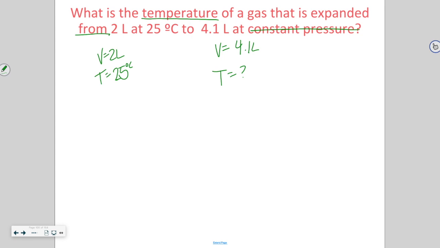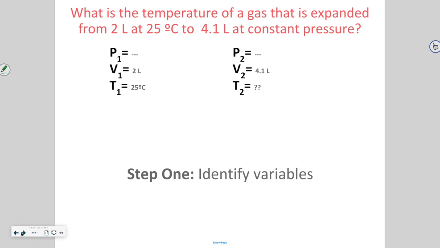So here's what I'm looking for. You should have identified your variables, that we don't have pressure. And we look, our volume is in the same units, liters and liters, so we are good to go. And temperature, though, temperature is in Celsius. It needs to be in Kelvin. So Kelvin equals Celsius plus 273. And that we get to be 298.